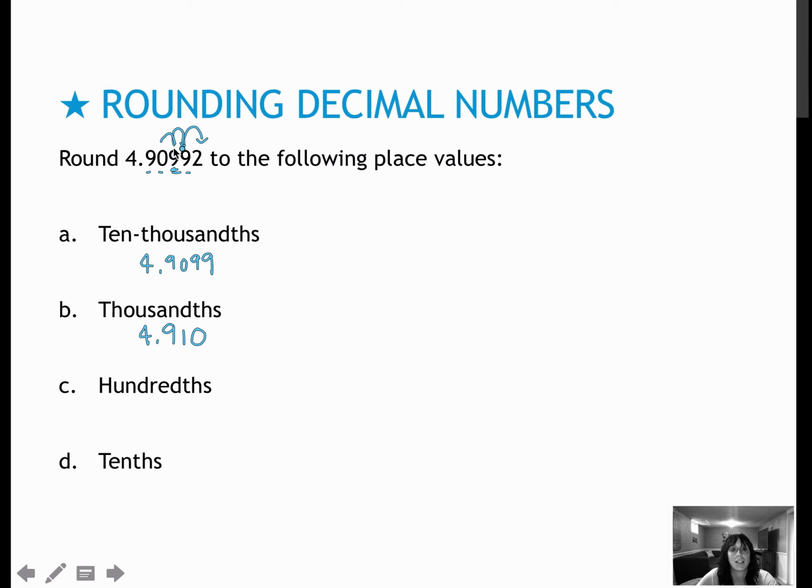In the hundredths place, I look at the 0. I look to the right, that 9 says round up, so 4.91, which is the same as this one. And the tenths place, I look at the 9, and then to the right, 0 is not greater than 5, so it's just 4.9.